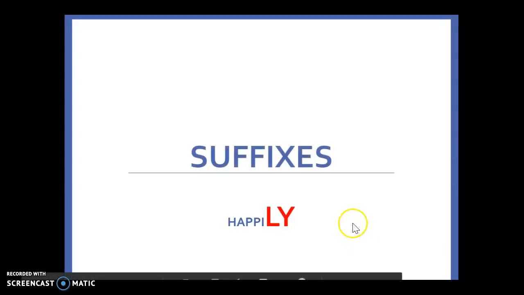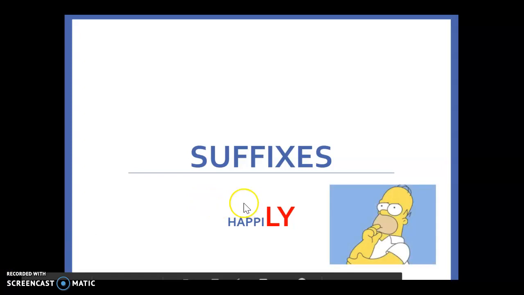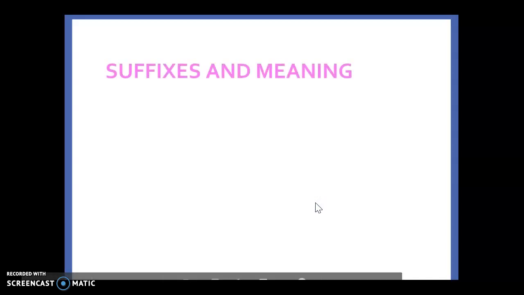Well, now we're going to speak about suffixes. We have already said that suffixes are the ones that take place after the stem. So the word happy would take as a suffix li. It is a part of a word that goes after the stem. Well, we're going to analyze different aspects: meaning and the stress pattern of the word.